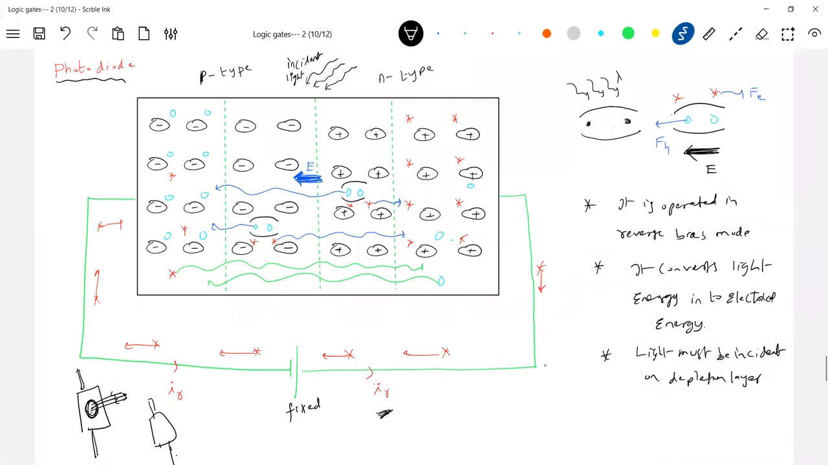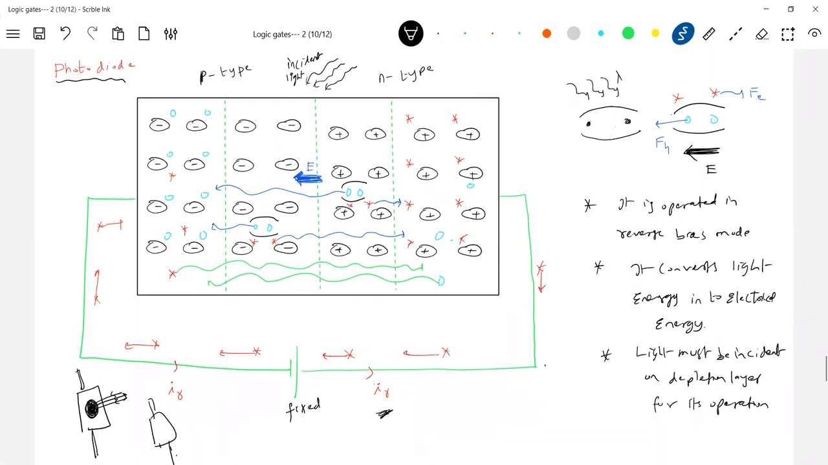This will be the symbol like this. Practically, the photodiode will appear like this. The light should be incident only in this region. They give a window, a transparent glass kept here. The light must be incident on the depletion layer for its operation.